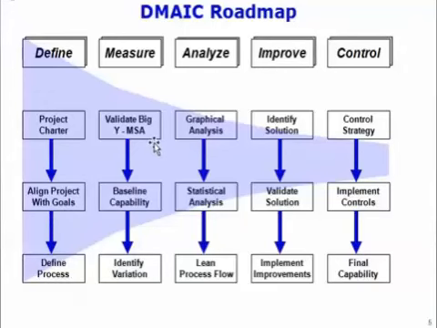Over in the measure phase we want to validate the big why via an MSA, a measurement system analysis. Then we want to baseline the capability of the process, and we want to identify any variation. In the analyze phase, we want to do some graphical analysis, creating pictures. We want to understand the extent of the problem via some statistical analysis, and then of course we want to lean out the process itself. In the improve phase, identifying solutions, validating those solutions, and implementing the improvements. And then finally, in the control phase, we want to put together a control strategy, implement those controls, and then determine final capability.